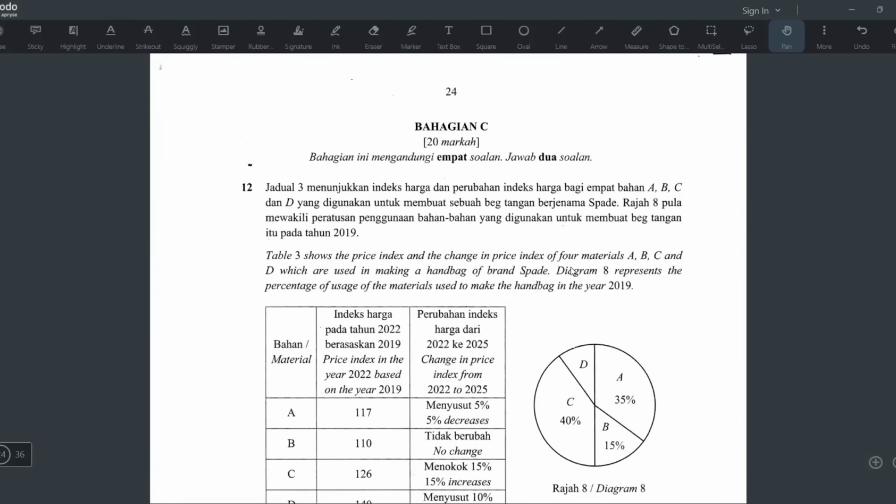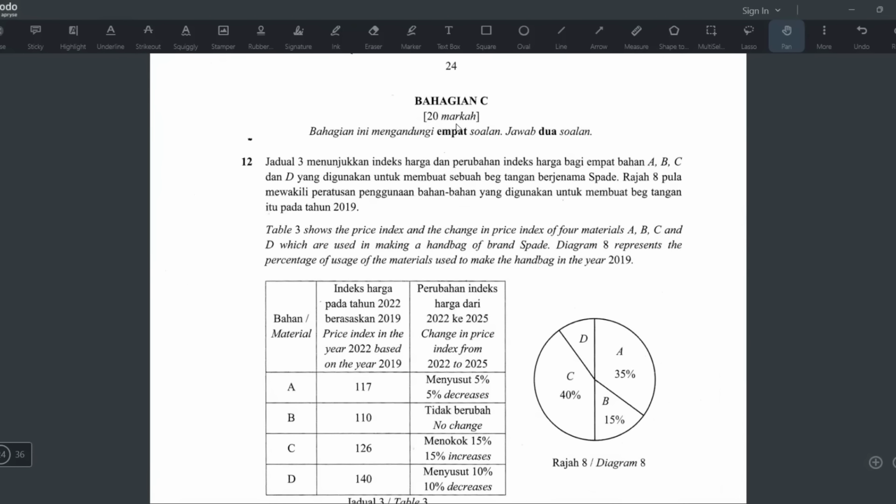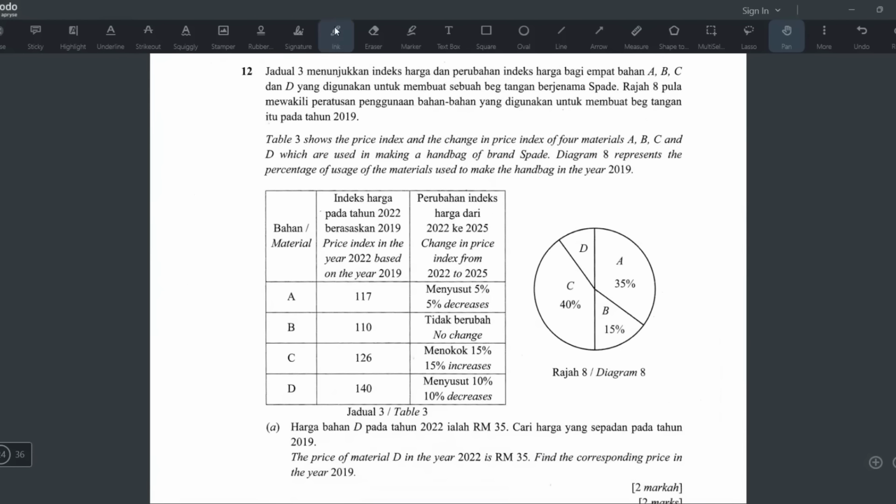Okay, now we are at bahagian C. This bahagian mengandungi 4 soalan, jawab 2 soalan. Okay, I will jawab all 4 questions except the kinematics. Yeah, it means I will only jawab 3 questions lah. Okay, let's start with number 12. This one is definitely index, so from Form 4 chapter 10.